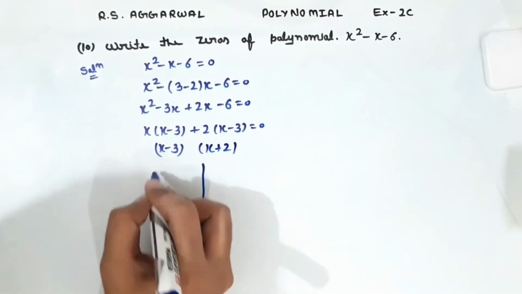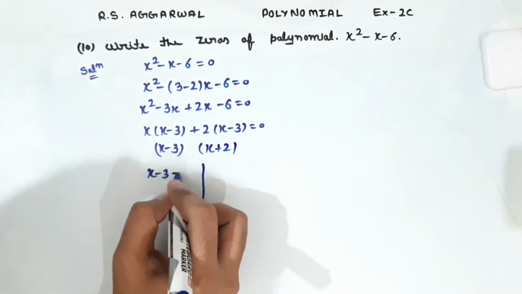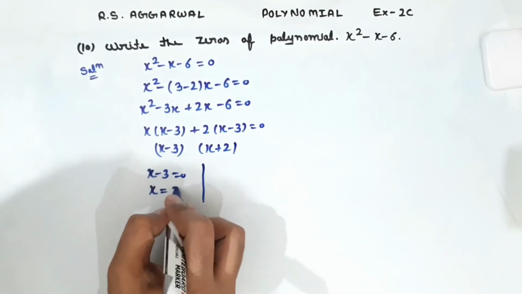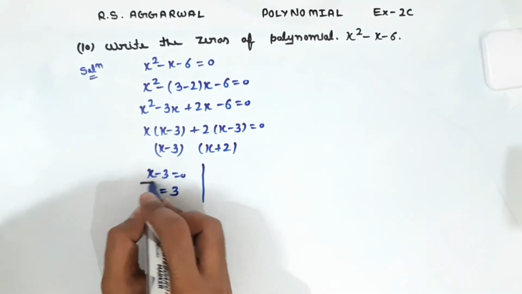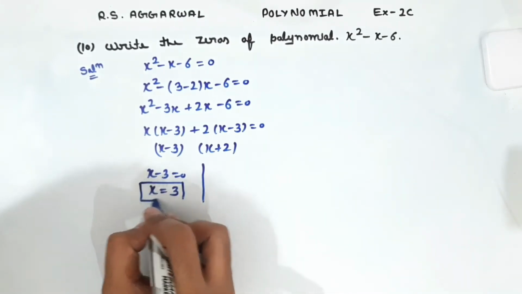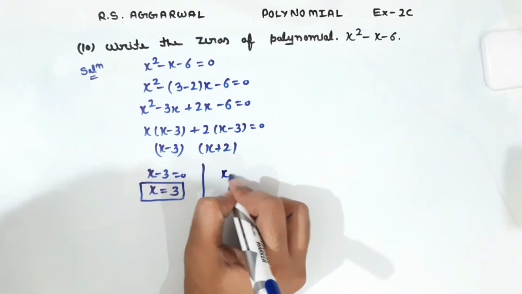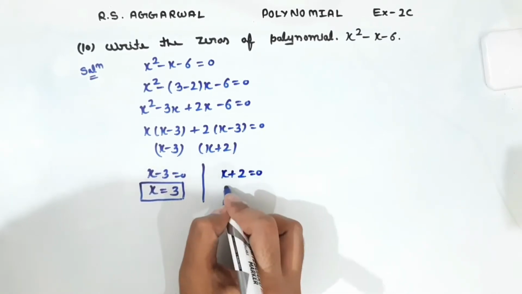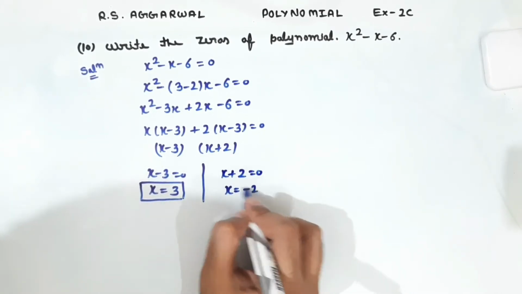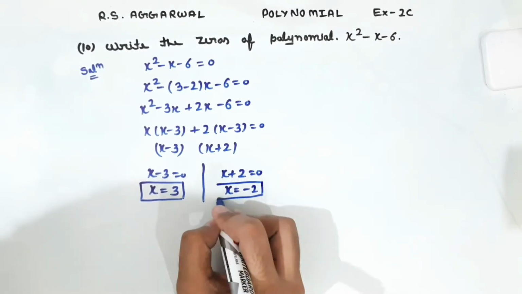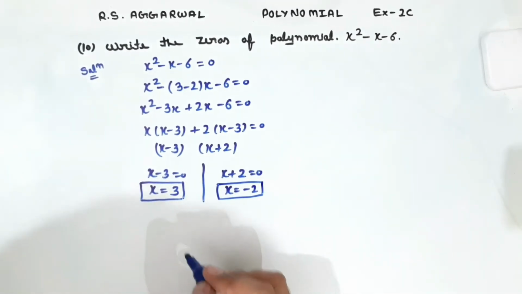When x minus 3 equals to 0, x will be equal to 3. This is our first zero. When x plus 2 equals to 0, x equals to minus 2 will be the second zero.